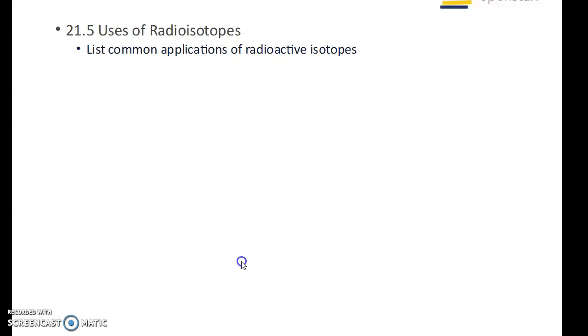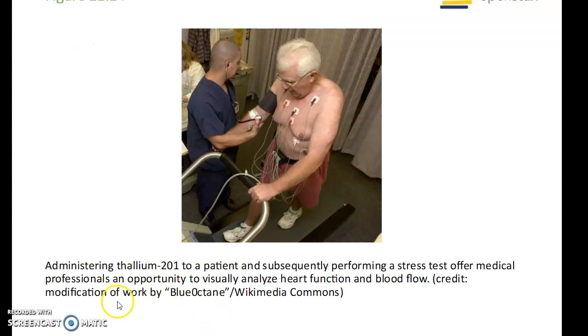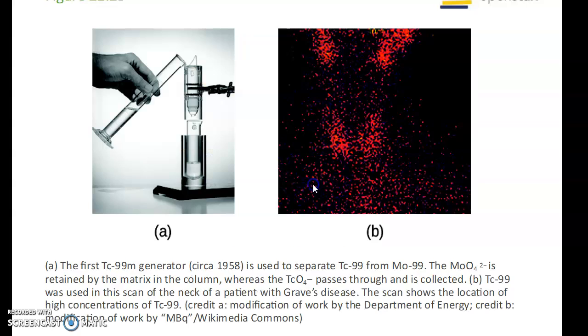Use of radioisotopes. Thallium-201, for example, is administered to a patient, and then they have monitors so they can visualize the heart function as that person works out on a treadmill.